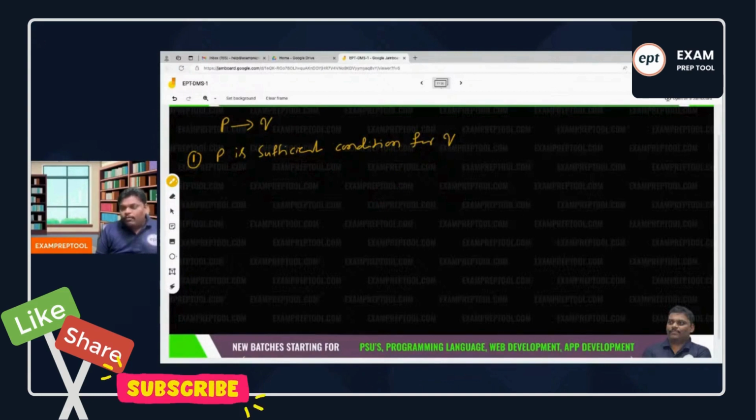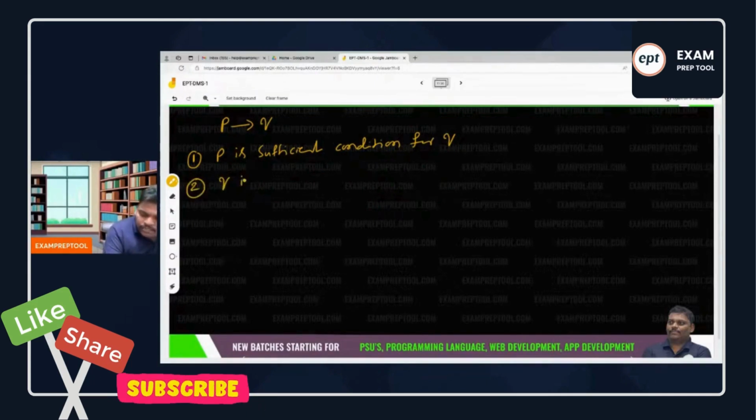P implies Q is going to be true even if P is false. Am I right or not? Because if P is false, whatever Q may be, the total will become true. Sufficient means it is okay, it is not necessary. P is the sufficient condition for Q. If P is true, there is a chance of true, and if P is false, there is also a chance of true. That is the reason it is sufficient.